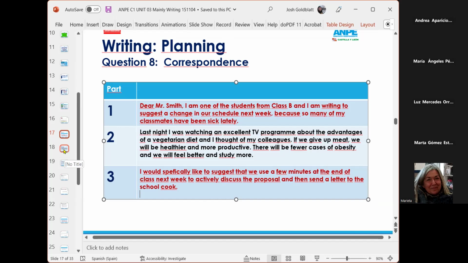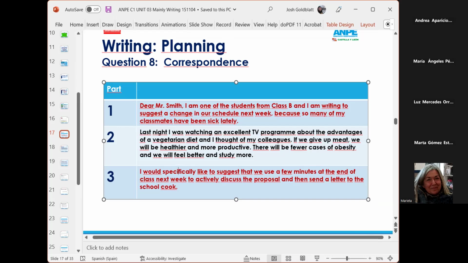Excellent. Good. So that's given a justification and some of the ideas that we want to introduce. And finally, continue. I would specifically like to suggest that we use a few minutes at the end of the class next week to actively discuss the proposal and then send a letter to the school group.